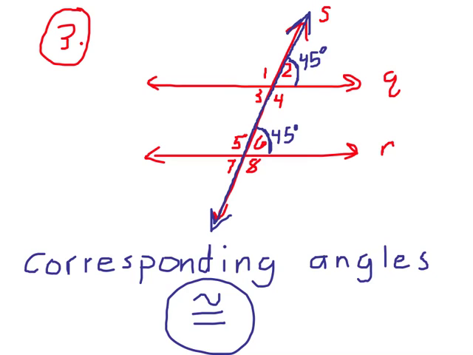What else is corresponding here? There's a whole bunch. Angle 4, oh gosh, let me fix that. Angle 4 corresponds to angle 8. So angle 4 and 8 are also going to be congruent. Can you figure out the measure of angle 4 already knowing what angle 2 is?